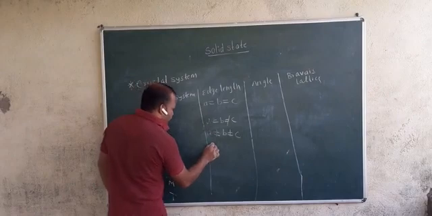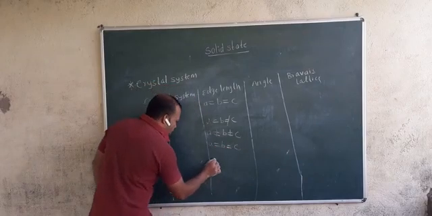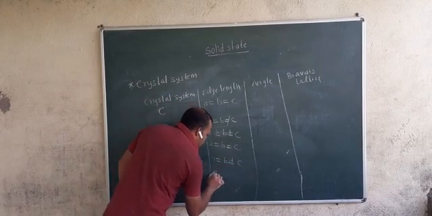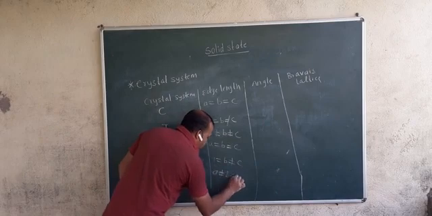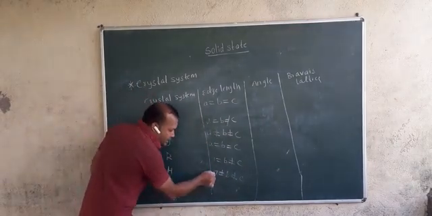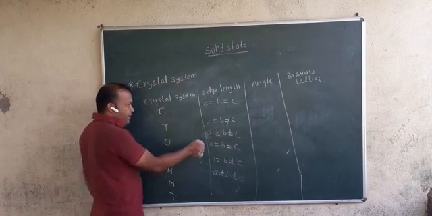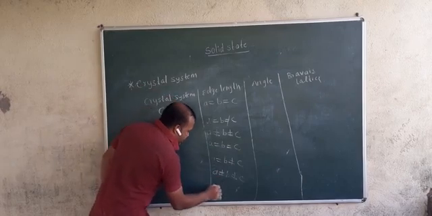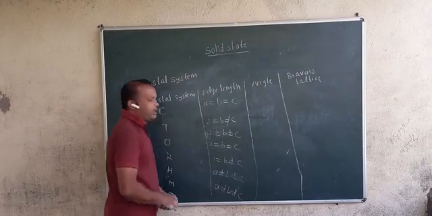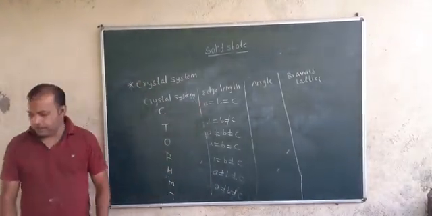Now again I will repeat from the first. A is equal to B, B is equal to C. A is equal to B, B is not equal to C. A is not equal to B, B is not equal to C. And the last one, again I will repeat this because a total of 6 are finished. We have 7. So again I will repeat this last one. A is not equal to B, B is not equal to C. Okay students, this much you write it down. So, edge length.